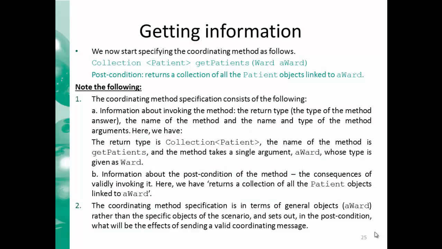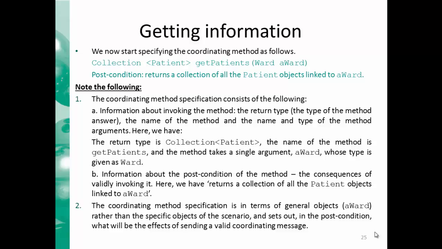Now we need to design our coordinating method. In this coordinating method we have to find the name. getPatients is a good one that takes the word. So we know that a word has some patients. If you want to get the patients in that word, then that word should be taken as a parameter. So I would say getPatients of word 2, getPatients of word 3, and getPatients of word 4.